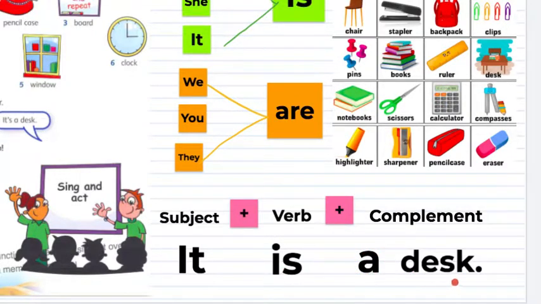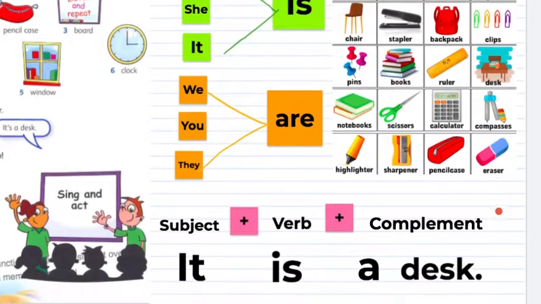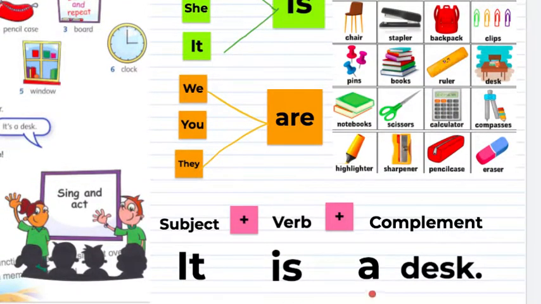Esto es un escritorio. So if you notice, the verb is "is" and the subject is "it", porque estamos diciendo esto es un escritorio. So for example, it is a desk. But what about if I want to talk about an eraser? It will be "it is", in this case will be "an", because if you remember, eraser starts with a vowel. So it will have to be "an", not "a".